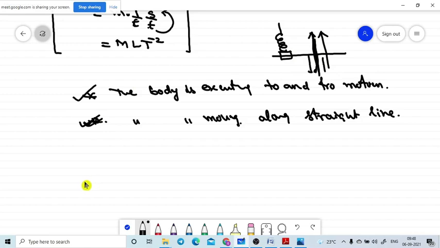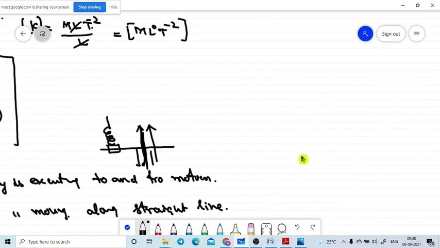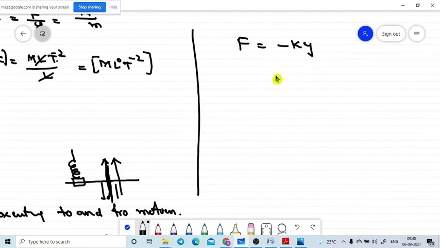So one more condition is there. Let me take one small example. Before we get to the conclusion, what is our observation? F is equal to minus K into Y, we achieved. This is equation number 1.